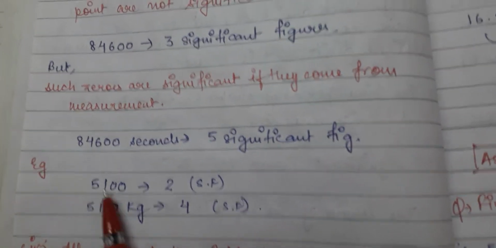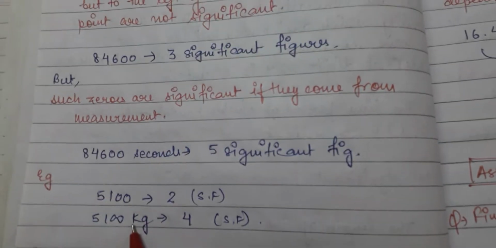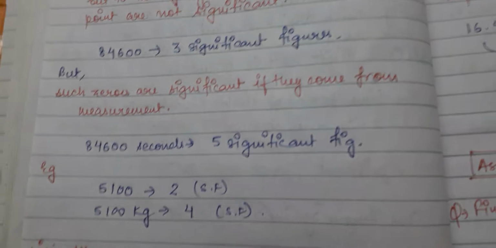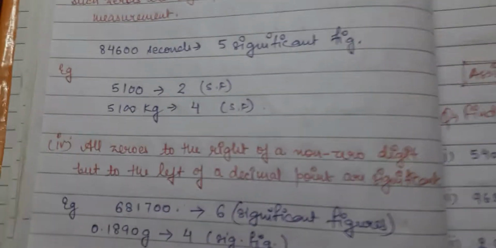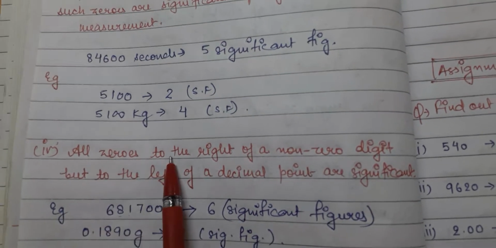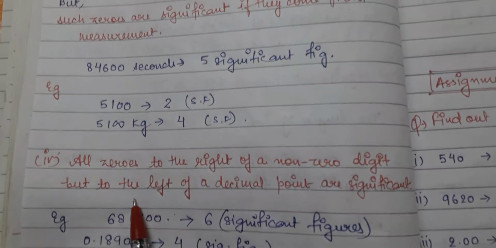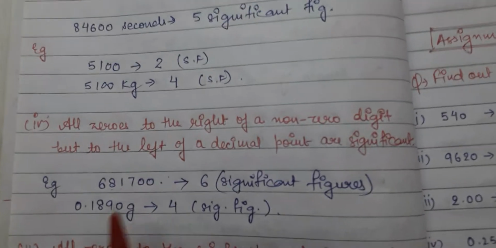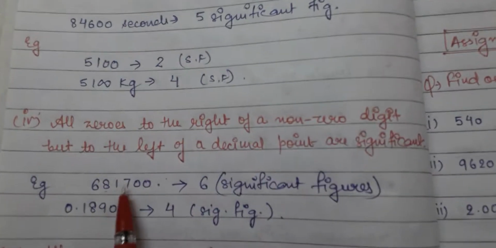Another example, 5100, equals 2 significant figures, but if they are coming from a measurement, there will be 4 significant figures. Now the next rule: all zeros to the right of a non-zero digit but to the left of the decimal point are significant. What does this mean? In the previous example I had not written any decimal here, but suppose I write a decimal here.